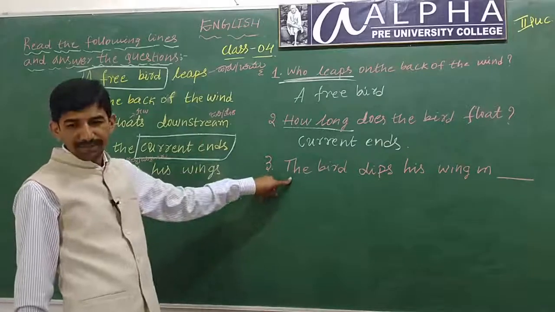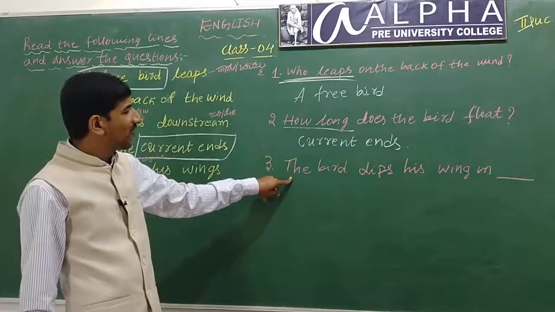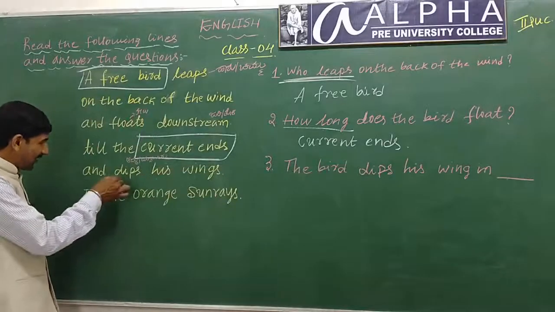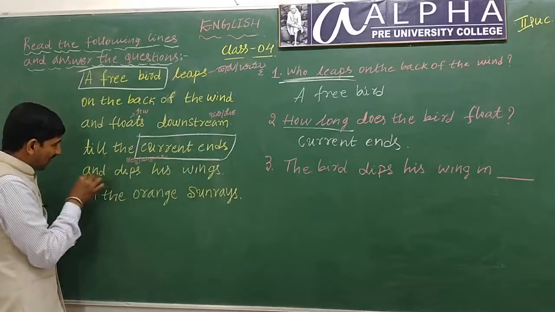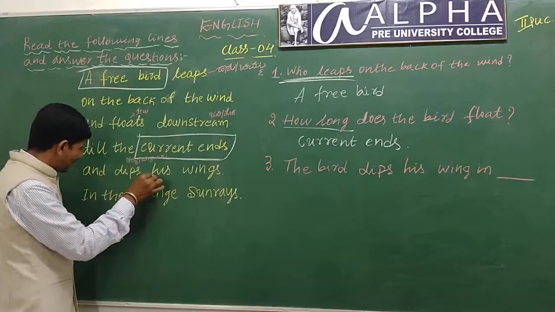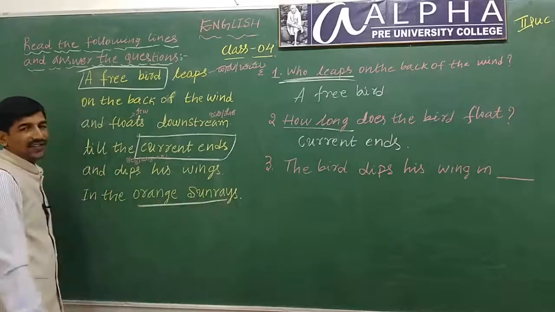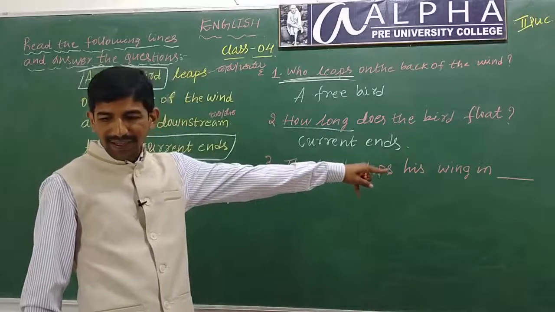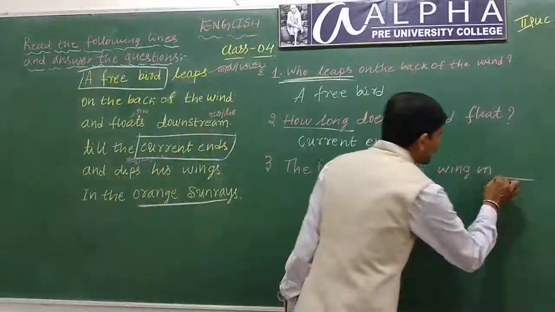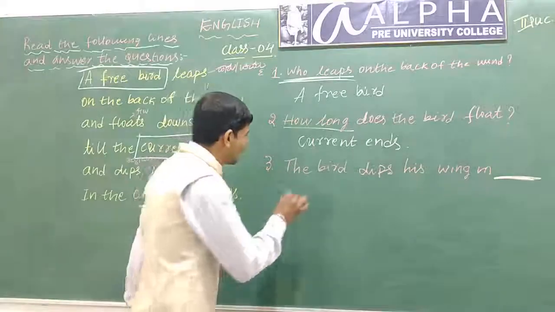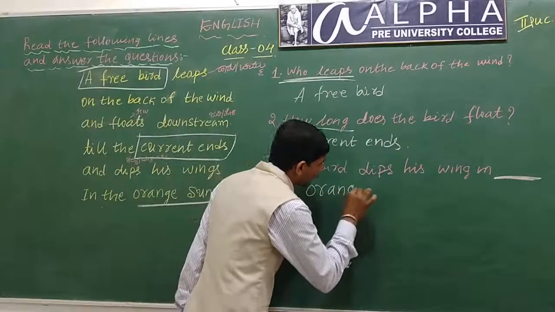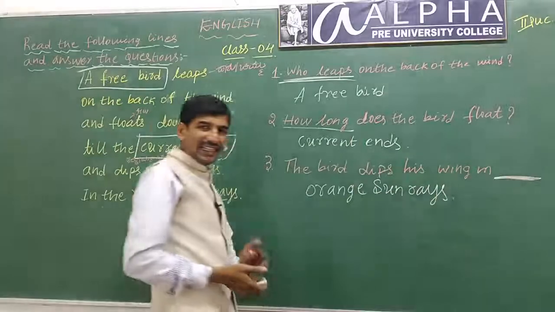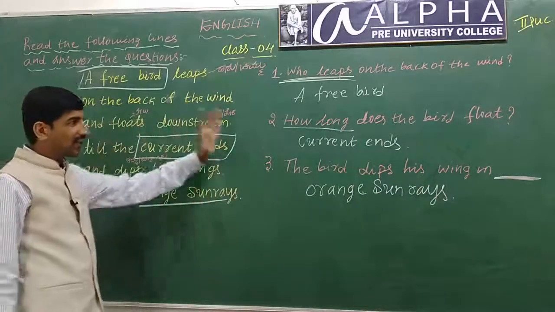Next, the last question. The bird dips its wings in dash. Next, we can see the last lines. The current ends, next continued part, and dips its wings in the orange sun rays. The third question is: the bird dips its wings in dash. Here we have dash, in the orange sun rays. So, in this way, we have to find out the answers for the given questions.